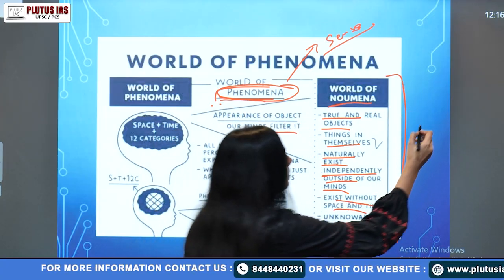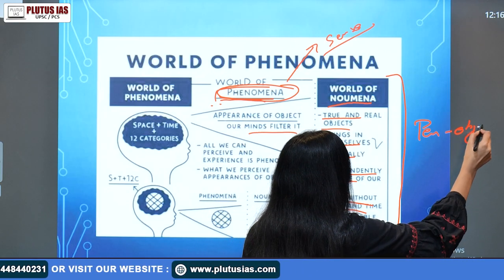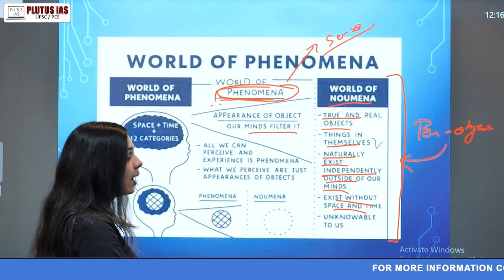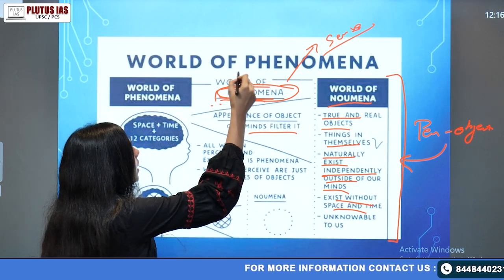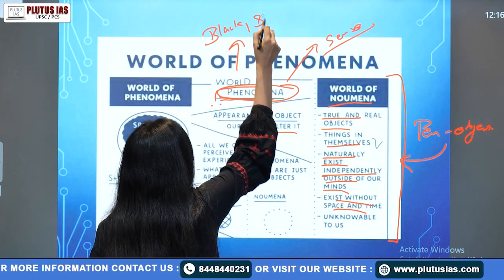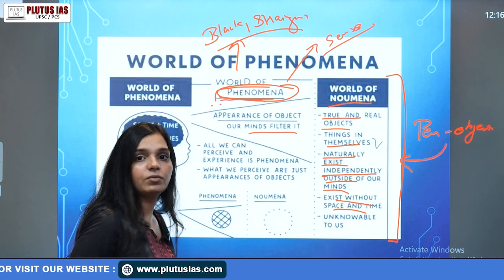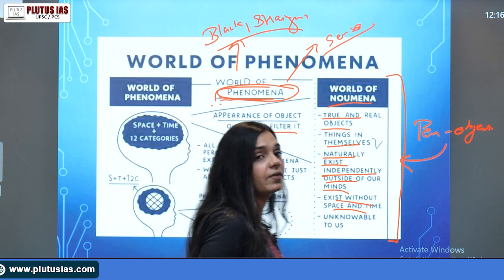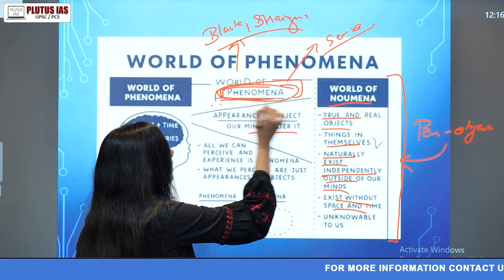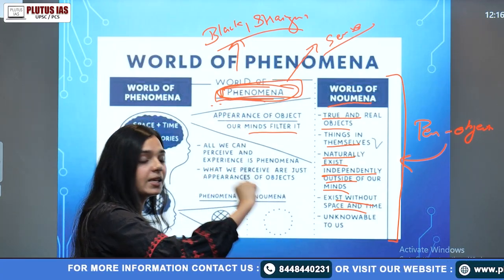So suppose a pen exists in itself. It will fall under the category of noumena. Now, me perceiving it as black in color and straight, these are the qualities of the pen. And where does this exist? This exists in phenomena. Understood? So these are the differences that you have to understand, and these are the concepts that he gave.